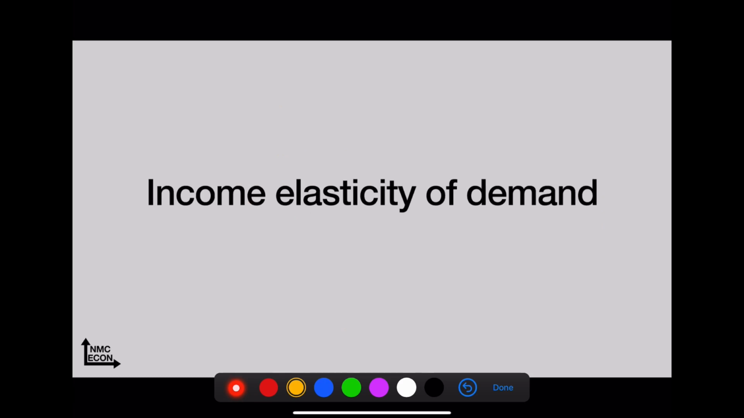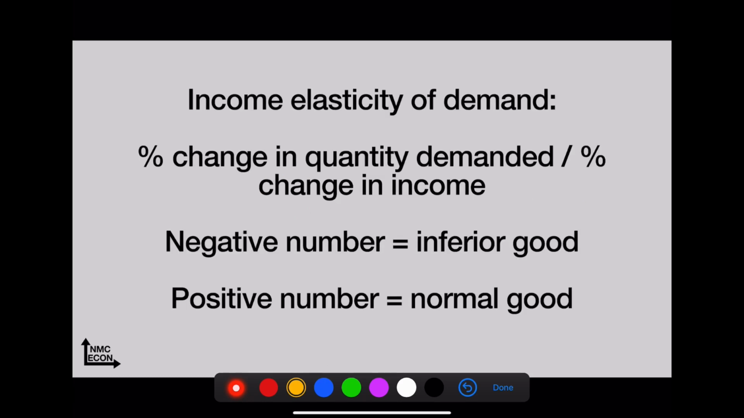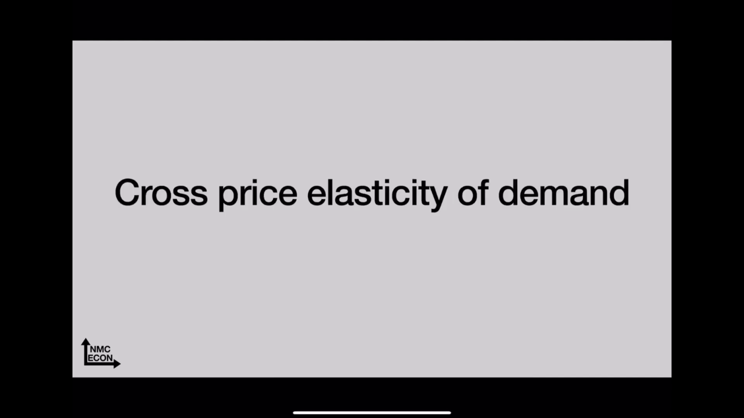Income elasticity of demand. This is the percentage change in quantity demanded divided by the percentage change in income. So you're making more money. How much more of this stuff are you going to be buying? If you find a negative number, that means you're making more money and you're buying less of that good. Hence, it's an inferior good. If it's a positive number, it's a normal good. Again, most things are normal goods.